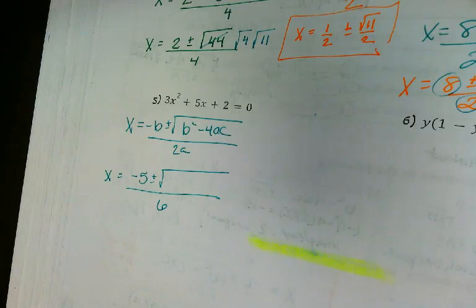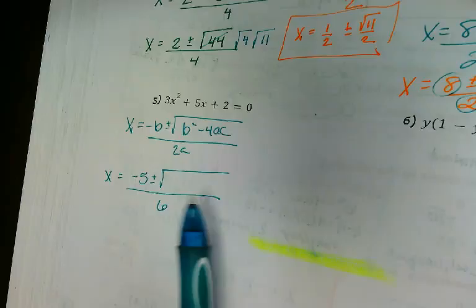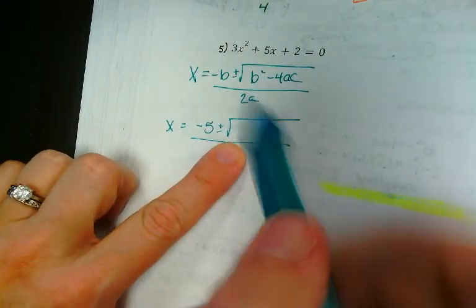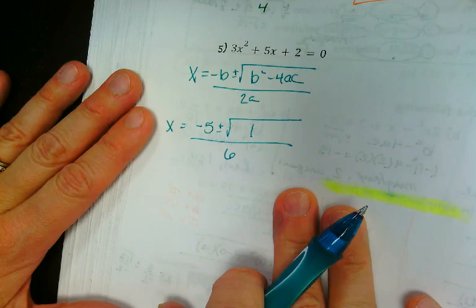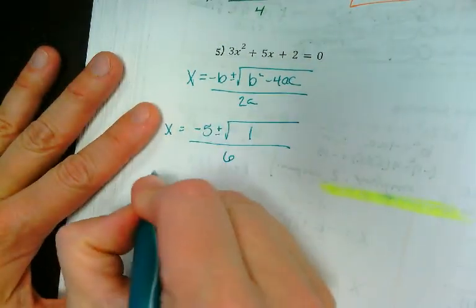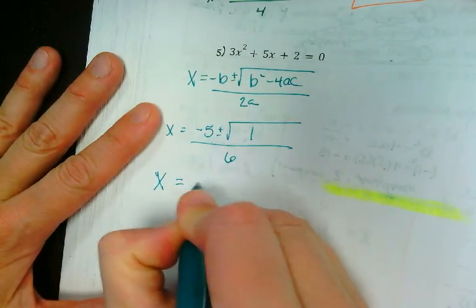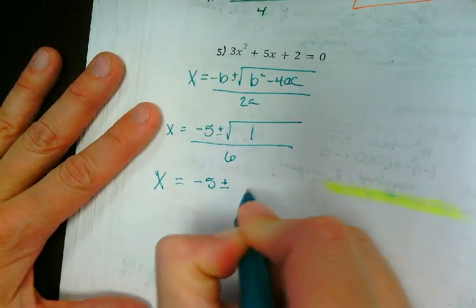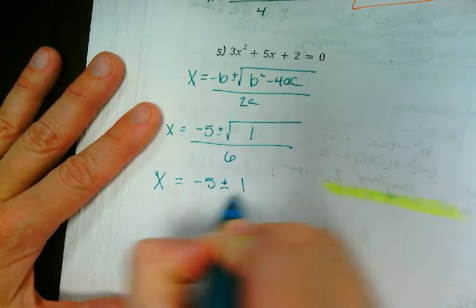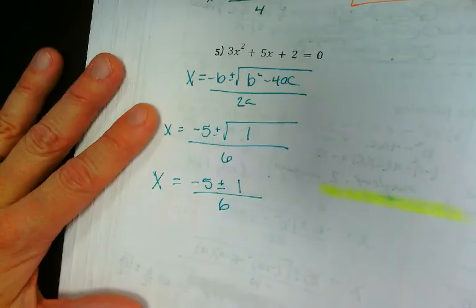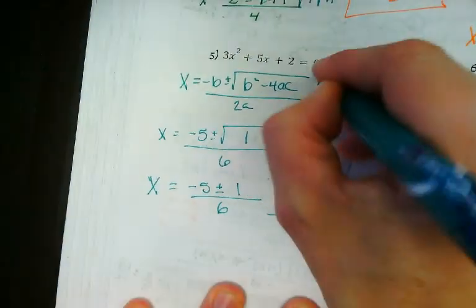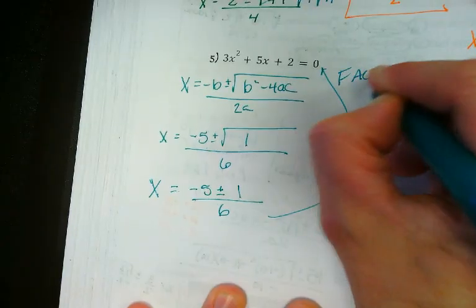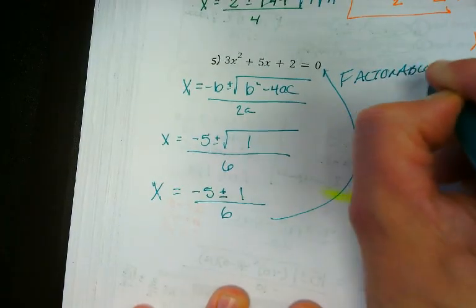All right, so some of you are leaving this answer a little goofy. This is a really important one to slow down with. What did we get under the square root? 1. Now, is that a number we should know? You should know the square root of 1, right? So we're not leaving that. I should get negative 5 plus or minus, what's the square root of 1? 1, all over 6. Now notice, we're not getting a root in our answer. That means this was factorable. Let's make a note. This would have factored real nicely.